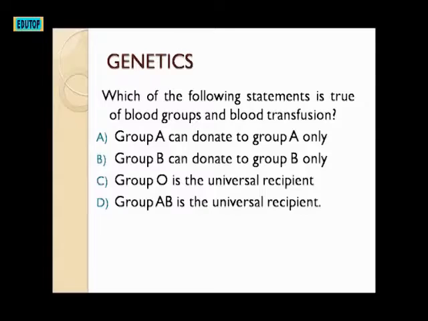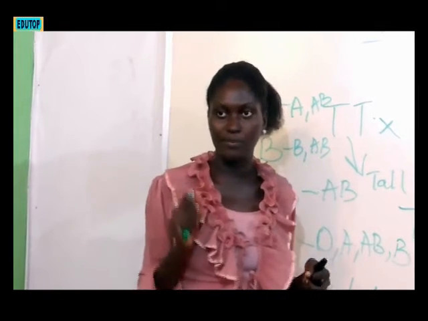Now, which of these is true? Option A. Group A can donate to Group A only. Option B. Group B can donate to Group B only. Option C. Group O is the universal recipient. Option D. Group AB is the universal recipient. From the illustration I just made, the answer is option D. Group AB is the universal recipient. They can receive from everybody, but they only give to AB.